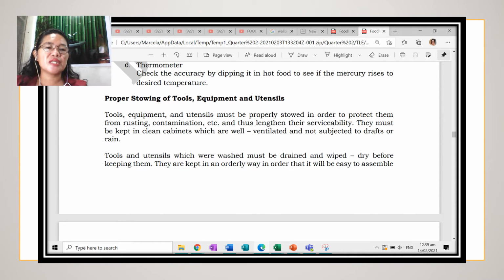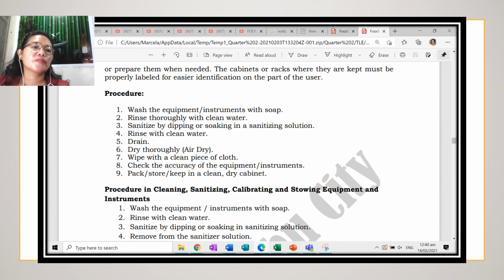They are kept in an orderly way in order that it will be easy to assemble or prepare them when needed. The cabinets or racks where they are kept must be properly labeled for easier identification on the part of the user.